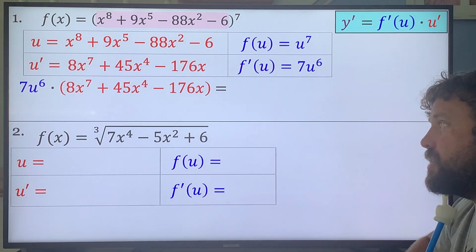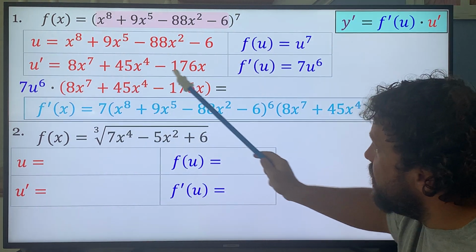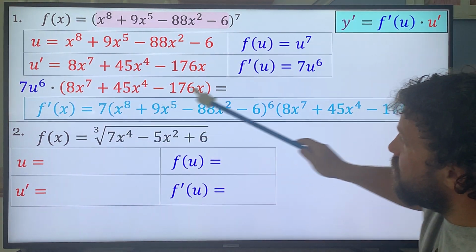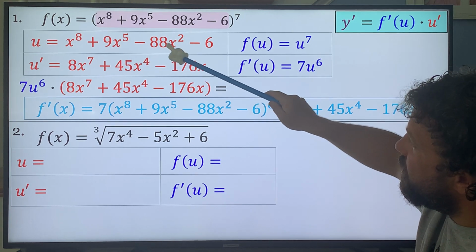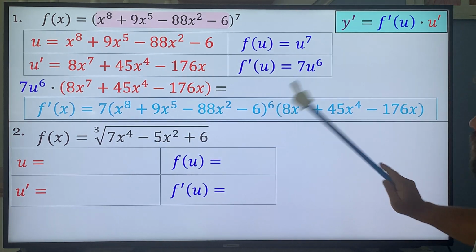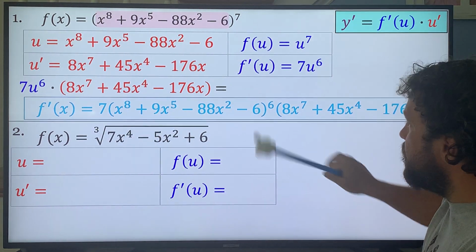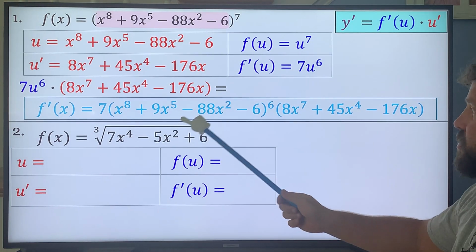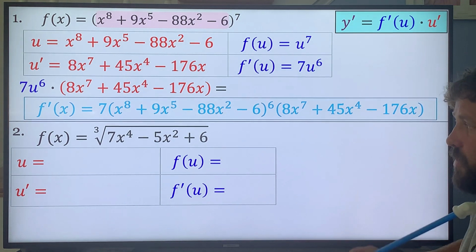Now, because this is a simple equation, you can actually take your 7 and distribute it to each one of these if you'd like. You don't have to, though. You can just leave it as 7 times this whole equation times u, which is our x to the 8th, 9x to the 5th minus 88x squared minus 6, all to the 6th power. And then you're done. See? 7u to the 6th times this. If you want to distribute the 7 into this portion, you can. But like I said before, you do not have to.